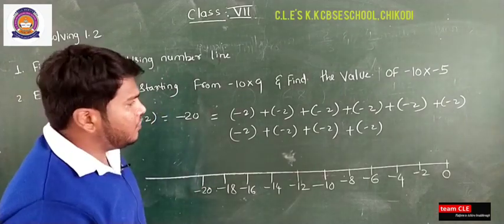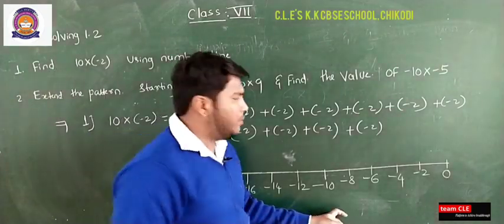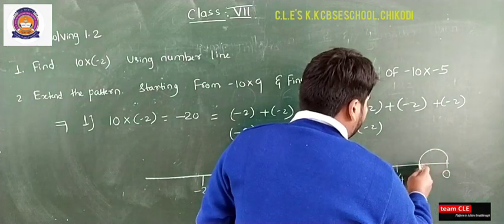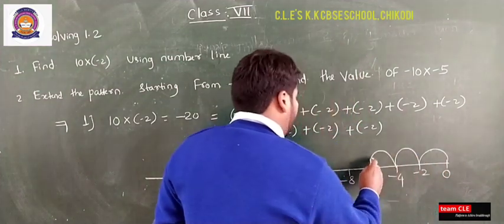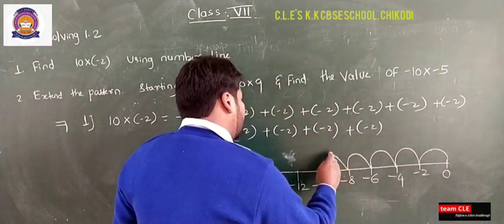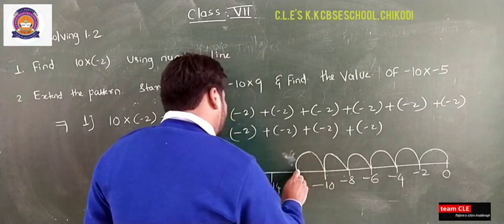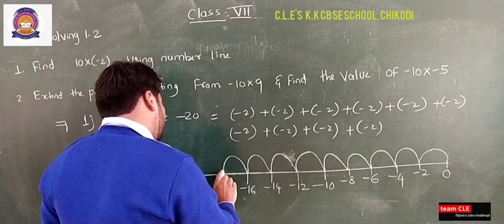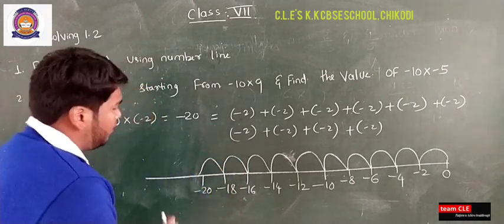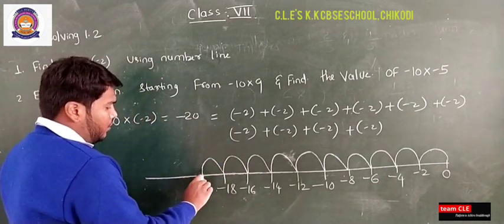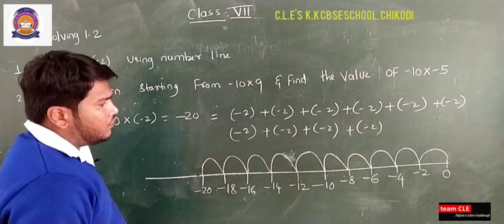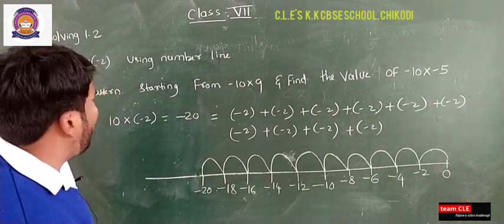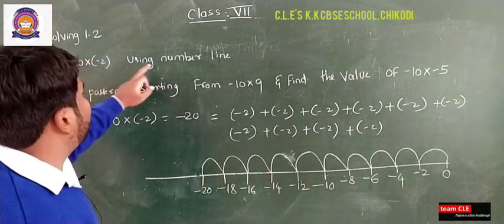Okay. So just draw on a number line, 0 to minus 2, minus 4, minus 6, minus 8, minus 10, minus 12, minus 14, minus 16, minus 18, minus 20. Okay. So this is minus 20. So this is the representation of 10 into minus 2 using a number line.